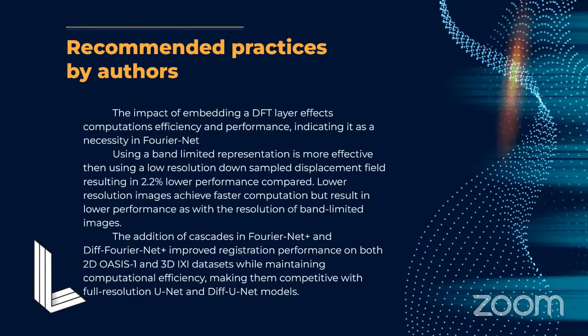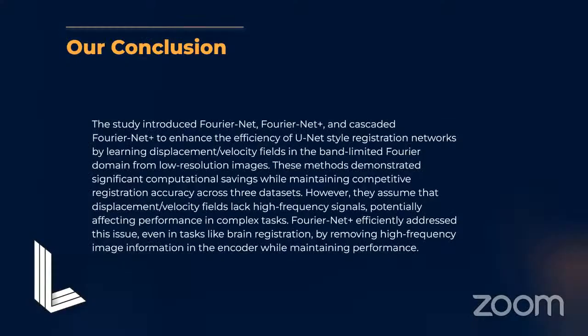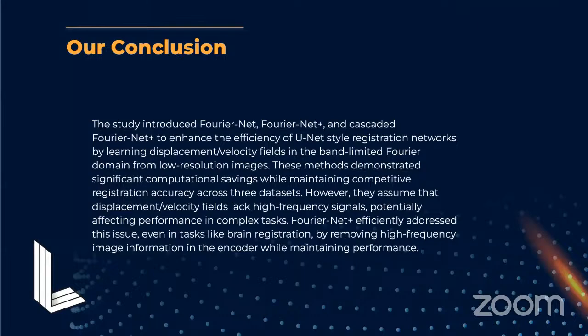But the addition of cascades in Fourier-Net and diff Fourier-Net plus improved the registration performance on both the 2D and 3D IXI datasets while maintaining computational efficiency, making them competitive with full resolution UNet and diff UNet models, which is huge because, as we heard before, the UNet and diff UNet models would take a much longer time than the Fourier-Net. Next slide.